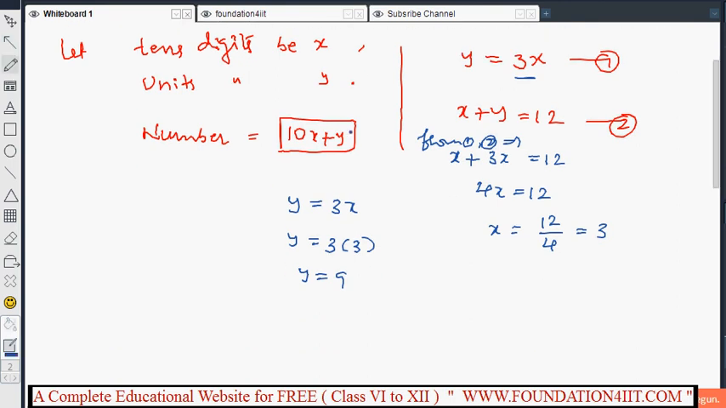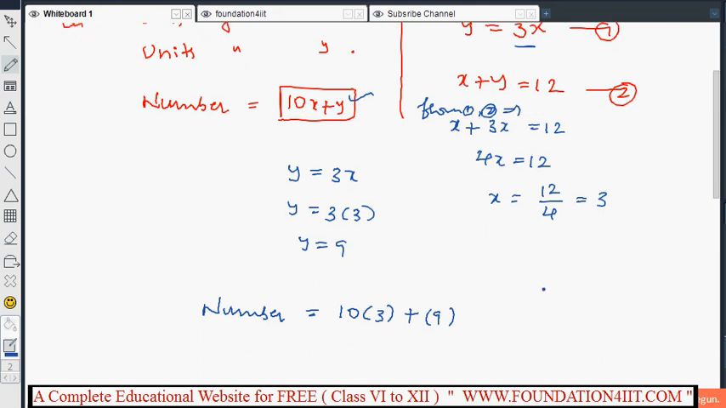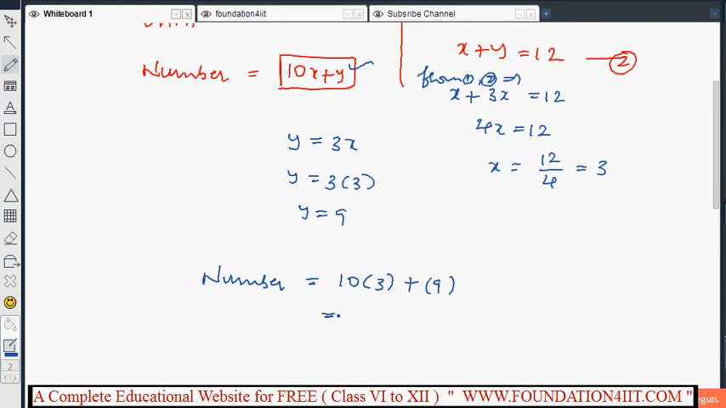So as we discussed, number is 10x plus y. So number is equal to 10 into x plus y. Okay, 10x, x is 3 and y is 9. So 10 into 3 is 30 and this is 9. So 39 is the required number. Hence required number is 10 into 3 plus 9, that is 39.